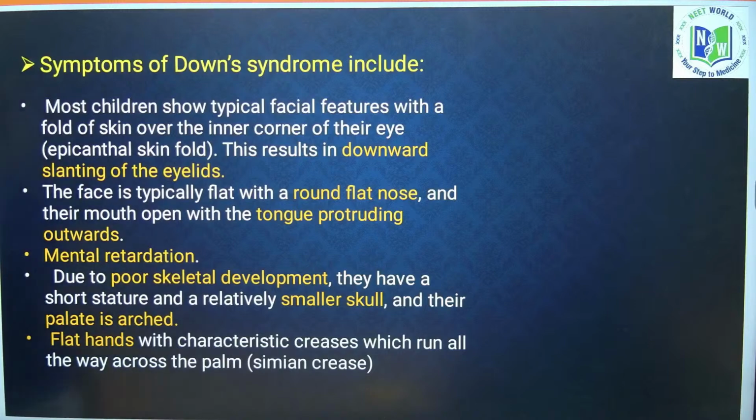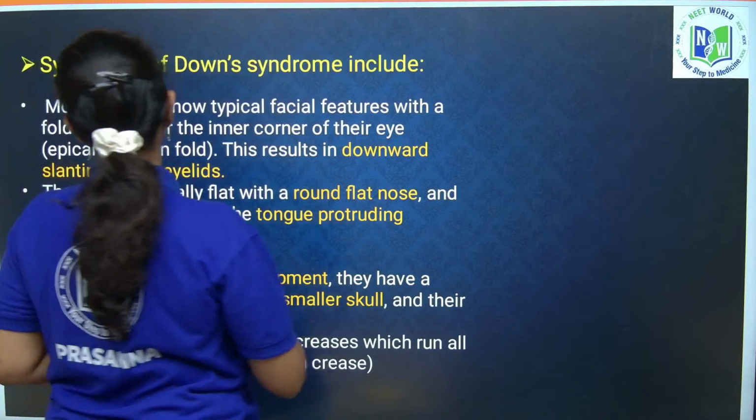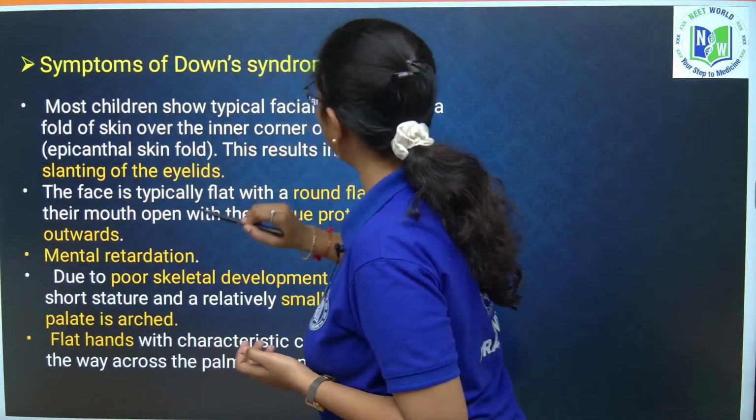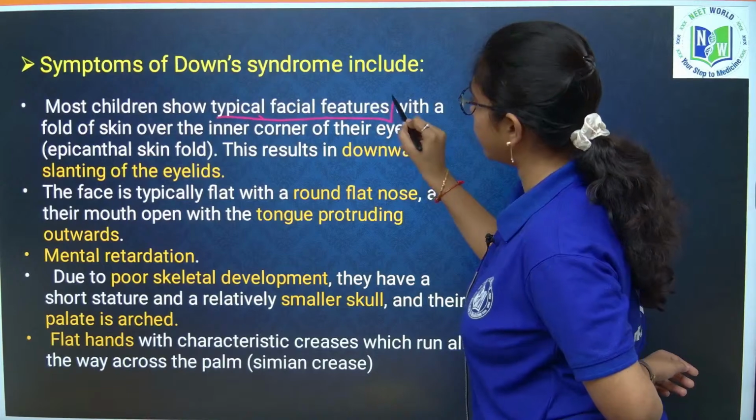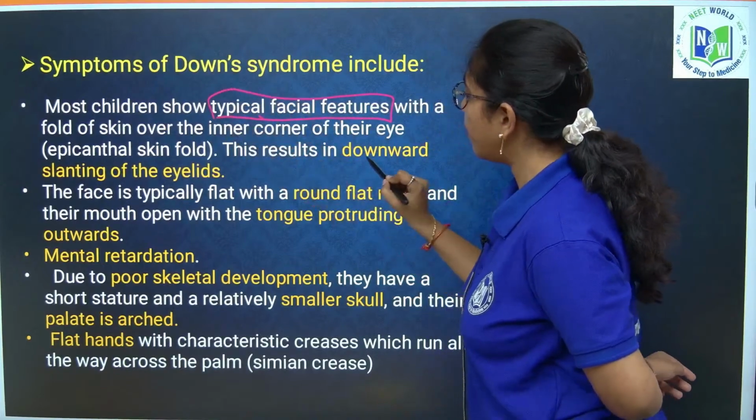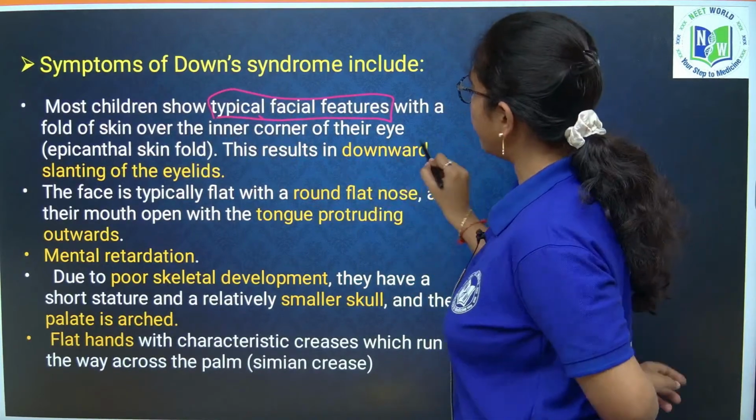Next, what are the symptoms of Down syndrome? The symptoms include typical facial features, wherein the eyelids slant downward.